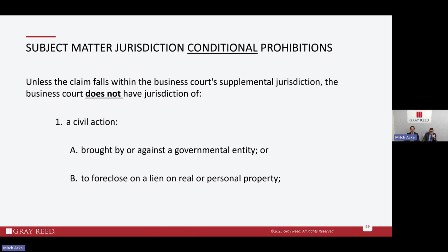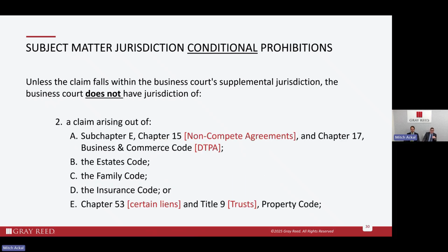And so there's a couple of buckets. The first is civil actions that are brought by or against governmental entities or foreclosure actions on real or personal property. So again, not brought in business court unless it is supplementally brought, which means the parties and the judge have agreed that those claims can be brought.